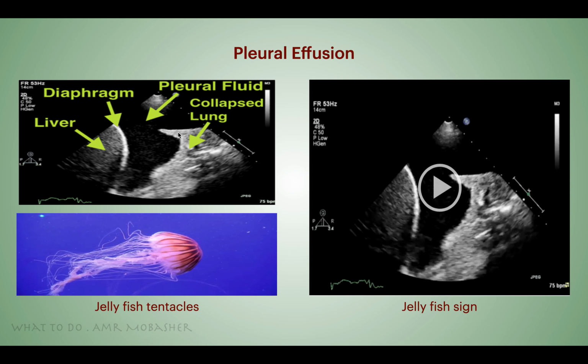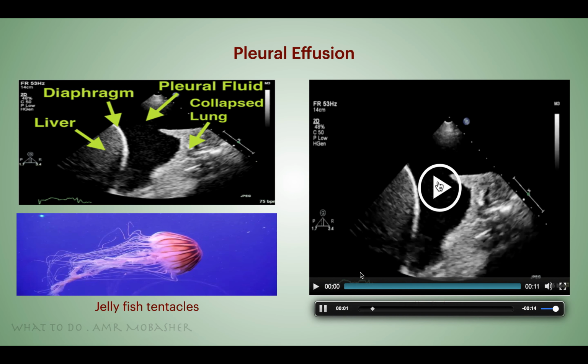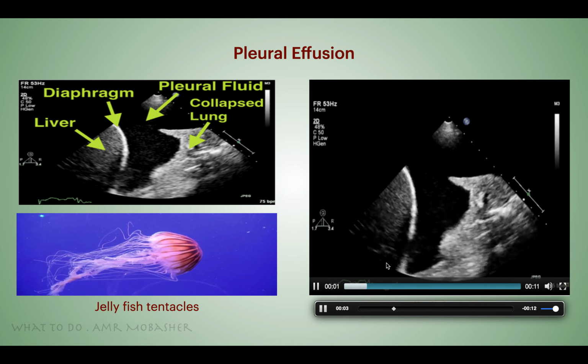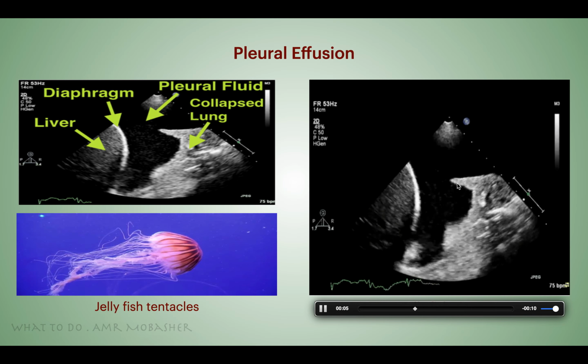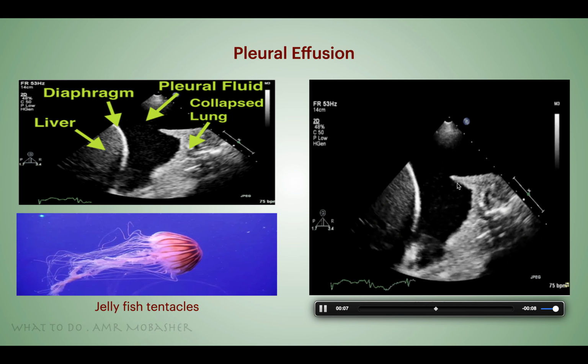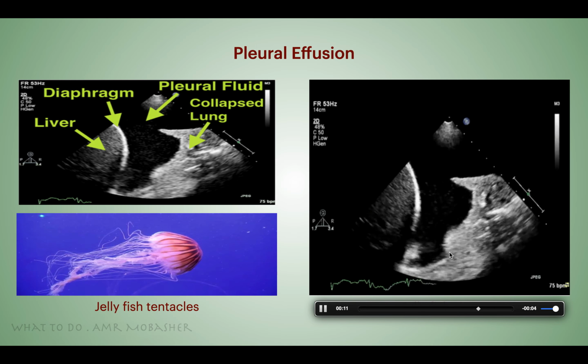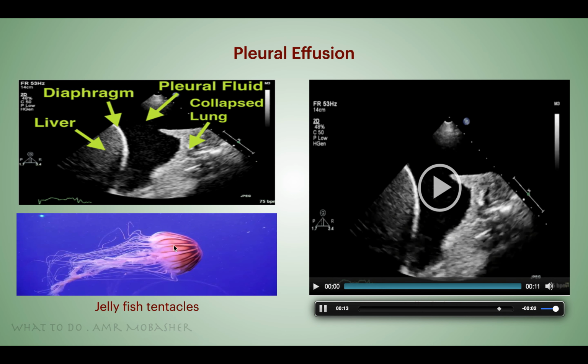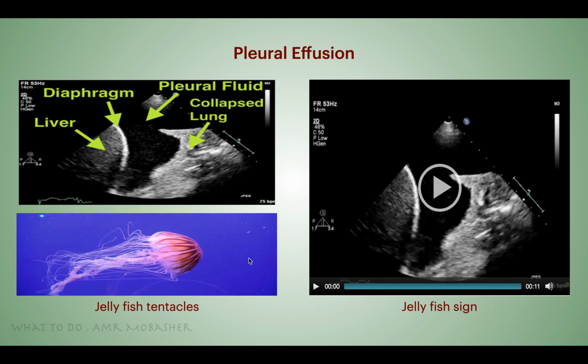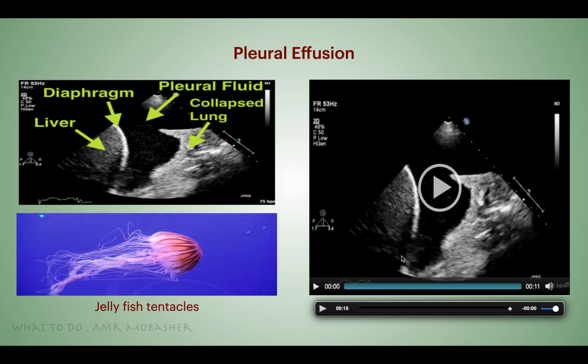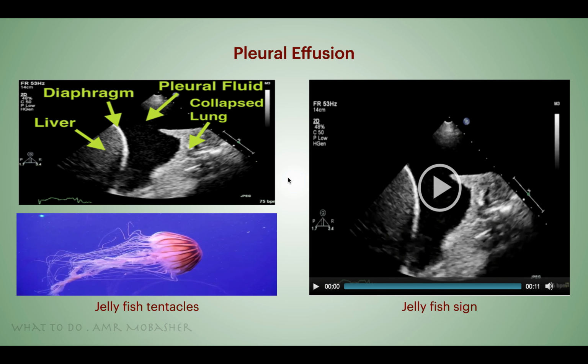So when the lung moves inside a huge amount of effusion, they call it the jellyfish sign. This is the jellyfish. So this is the jellyfish sign. And we can estimate also the volume of pleural effusion by ultrasound.